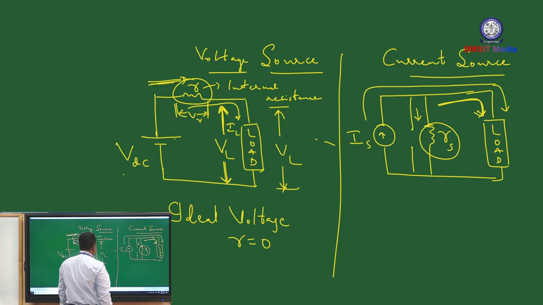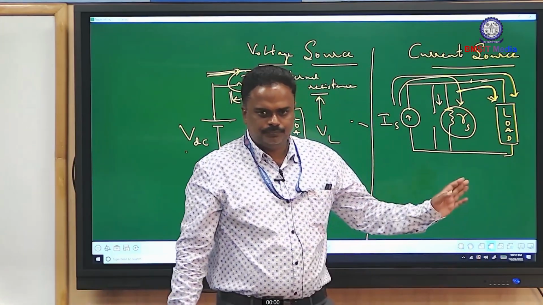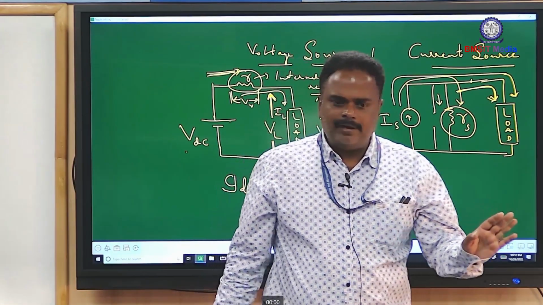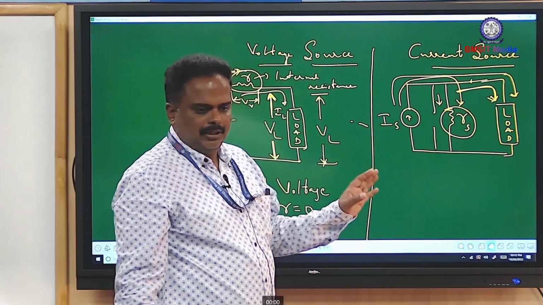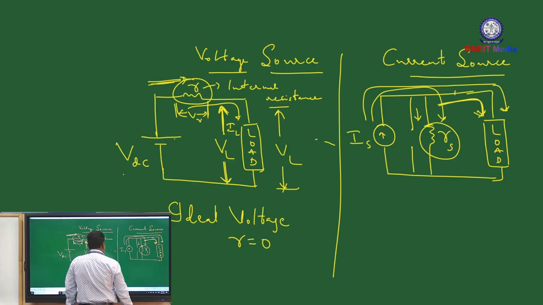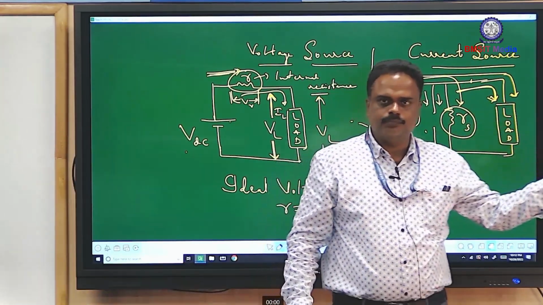If this is small, what happens? Most of the source current will flow through this internal resistance, and the current flowing through the load will be less. That is a very poor current source, and that is not desired. Practical current sources have very high resistance, so the current flowing through the internal resistance will be less and most of the current will flow through the load.